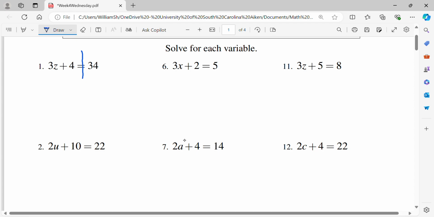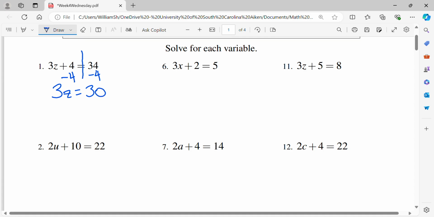Here I have a plus 4 on this side. So I want to move it to the other side of the equal sign to help get z by itself. In order to do that, I need to do the opposite of what plus 4 is. The opposite of plus 4 is minus 4. So I need to subtract 4 from both sides. This simplifies to 3z equals, now 34 minus 4 is 30.